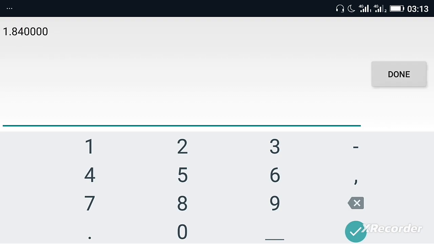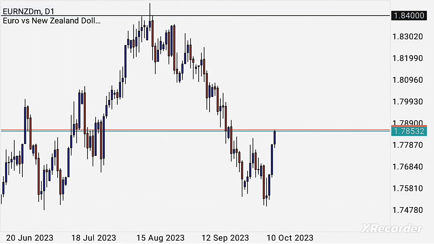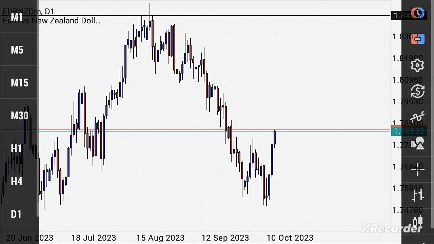So I'll click done, so it will snap that zone. Yeah, so it's 1.84, as you can see at the top right there. So now the next thing I'm going to do is look for another horizontal line.